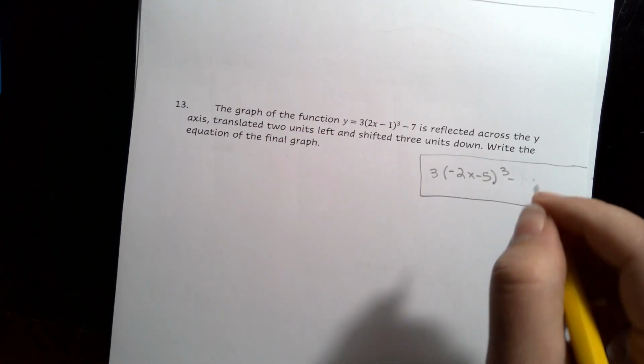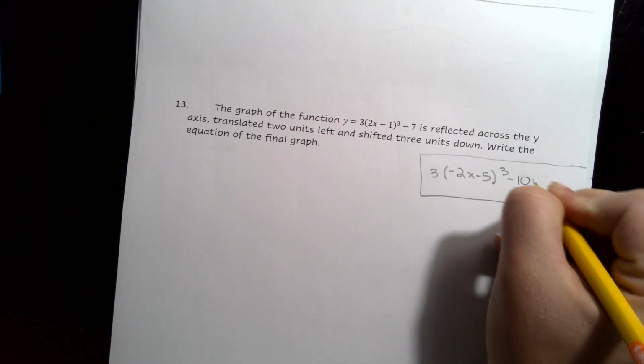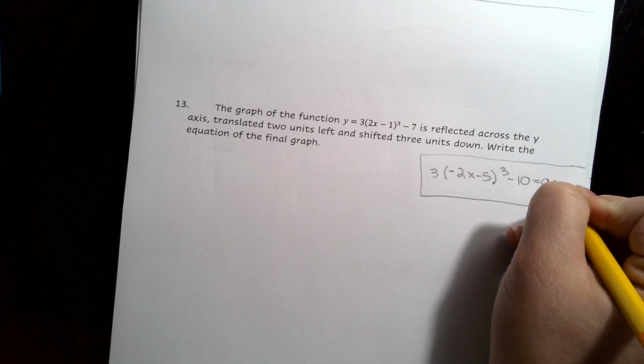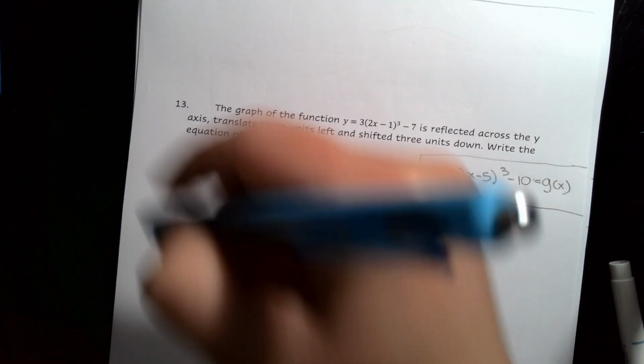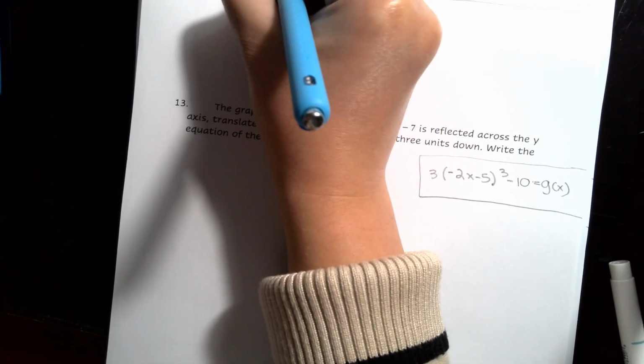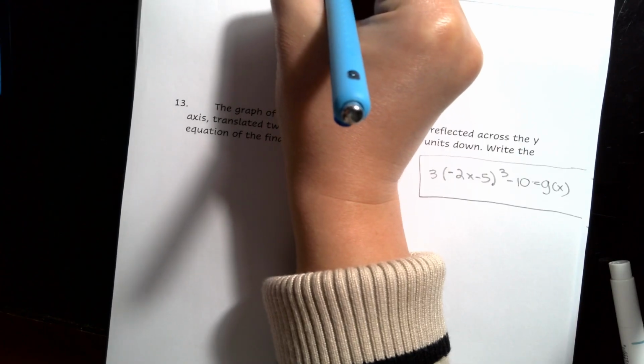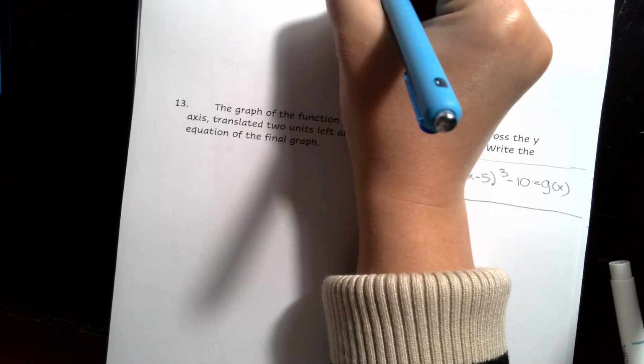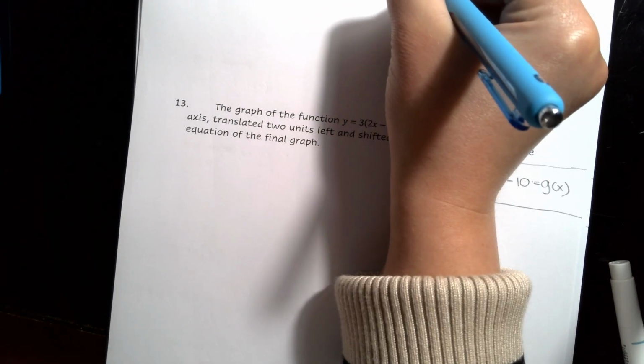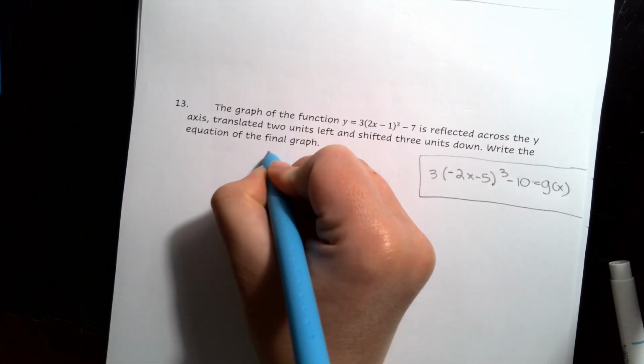We are here, and this should be a negative 10 equals g of x. Again, as always, must show work for credit. And again, here, must show work.